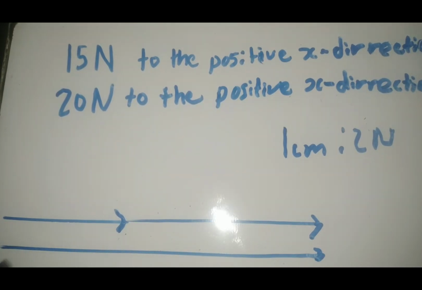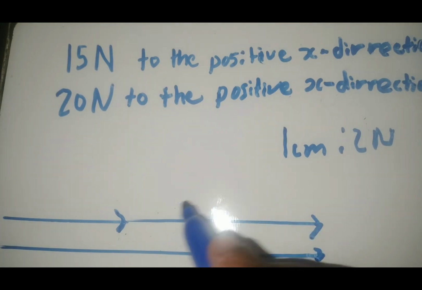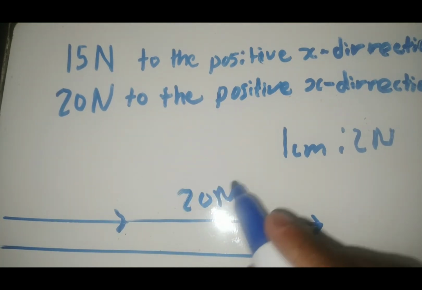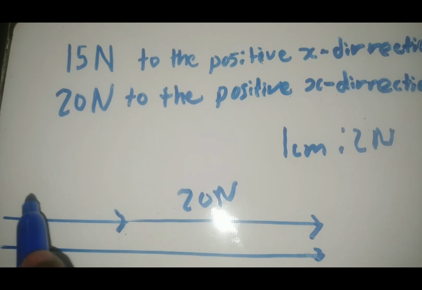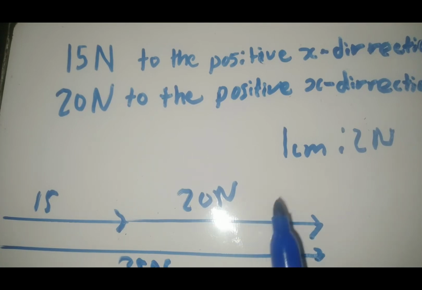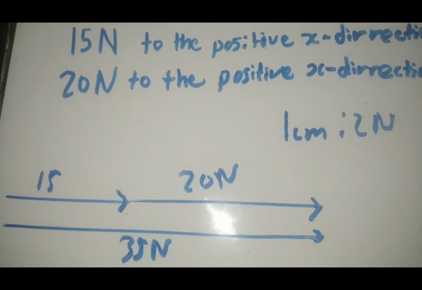So that's my resultant. It's from the tail of one to the head of the other. This was the 20 newtons vector, and that was the 15 newtons vector. Now in order to find the resultant vector, it's obviously going to be the addition, but we can also measure it. It's going to give you 17.5 centimeters. So if it's 17.5 centimeters, it's going to be 35 newtons. So the resultant is 35 newtons in the positive x direction, right? That's the resultant. I hope you understand this.